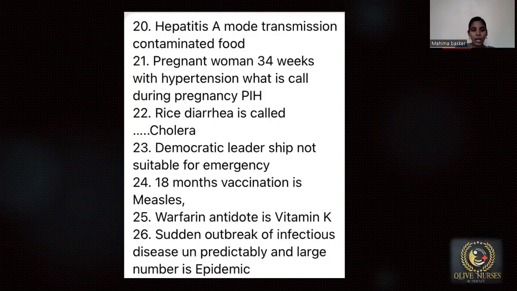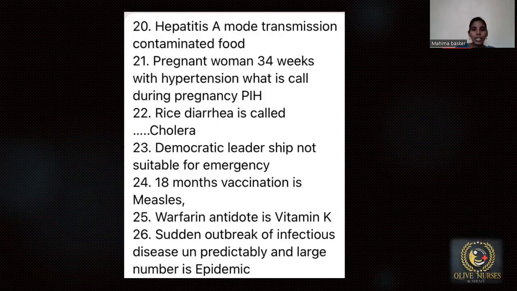What is meant by democratic? It is mainly, you have to remember, democratic leadership. What you have to remember, there will be the decision taken by the whole group, okay. So in one ward, the nurse manager and the nursing staff, everybody together, they will be just taking the decision, okay. So that is called democratic leadership.